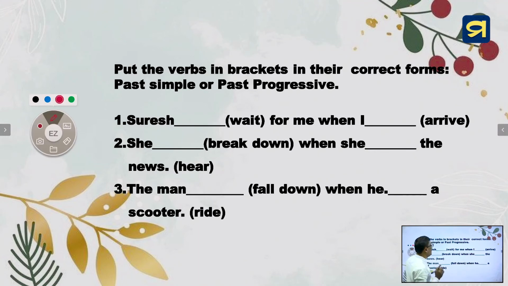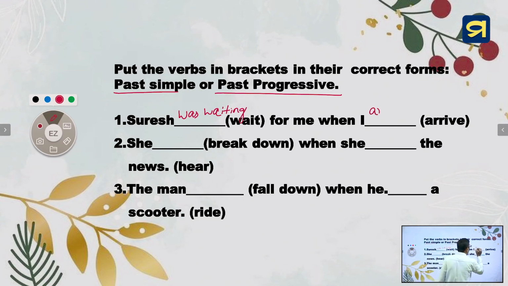Put verbs in brackets in their correct forms. Either you use what? Past simple or past progressive tense where it is necessary. Okay. Number 1. Suresh was waiting for me when I, that means arrive. You see which action was in progress? Very good. Suresh was waiting for me when I what? Arrived.